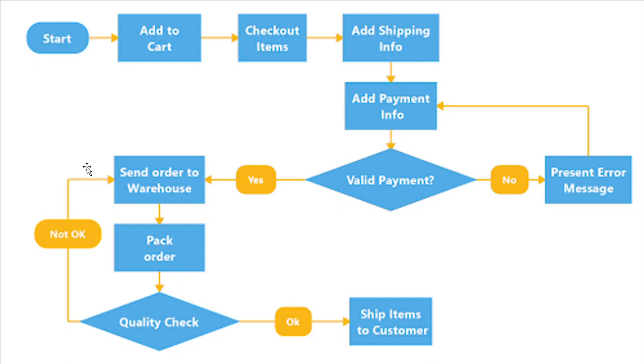So as you can see, this is a flowchart related to online shopping order. Maybe the apps. Okay, so the first process is start. This is how we draw the flowchart. It must have start. Then add to cart, checkout items, add shipping info, add payment info. And then we have a decision here.